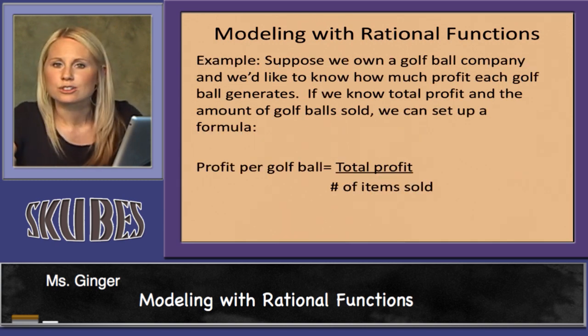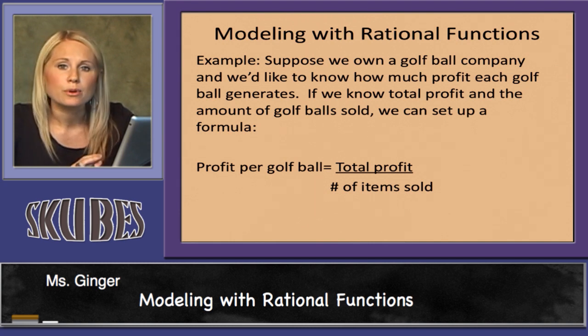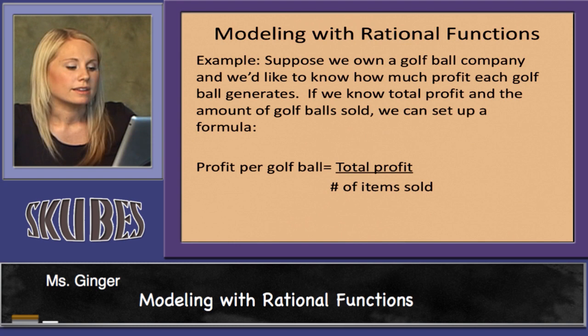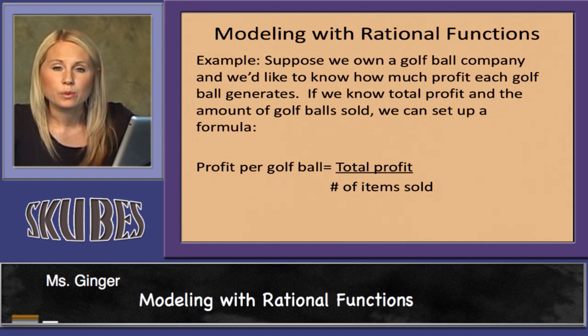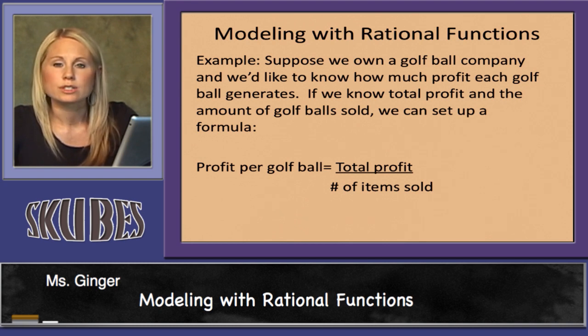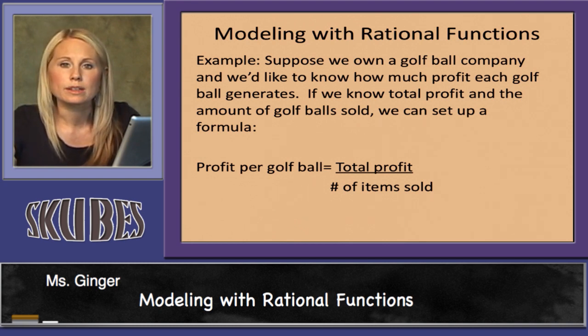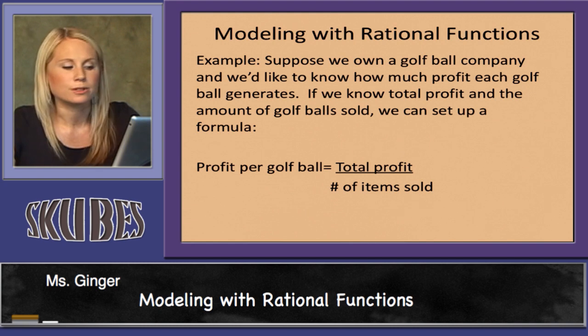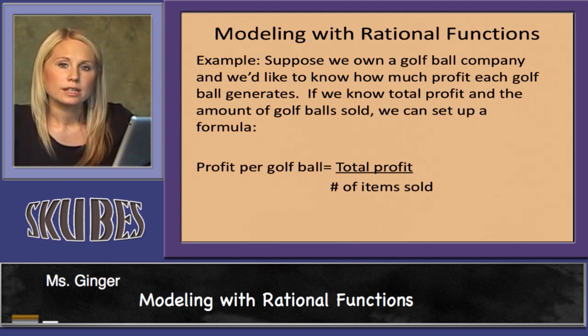So we're going to take a look at just that. We're going to take a look at an example of a golf ball company and put that to a rational equation. Place those numbers into that equation, take a look at the graph, and see what we can discover about that information. So a rational equation is one with a fraction. It's some number over x.